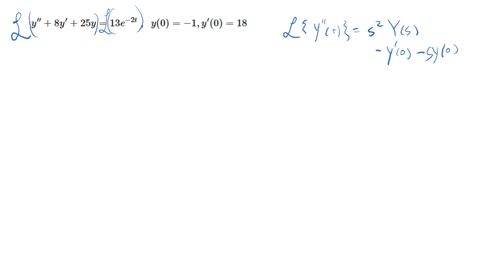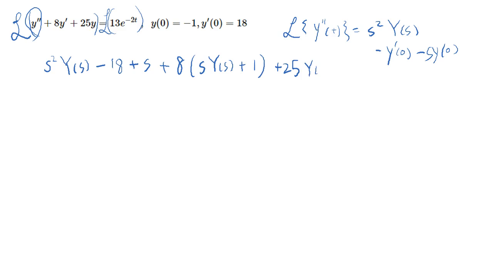So applied to this one, this part turns into s squared Y of s minus y prime of 0, that's 18, minus s times y of 0, that's negative of negatives, positive s. And then what about this one, a y prime, that's s times Y of s minus y of 0, but y of 0 is negative 1, so you end up with plus 1. And then plus 25 capital Y of s, because capital Y of s is the Laplace transform of the small y of s. Okay, so that's what you get on the left side.